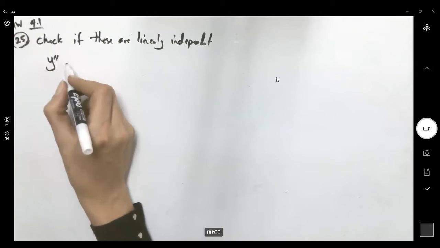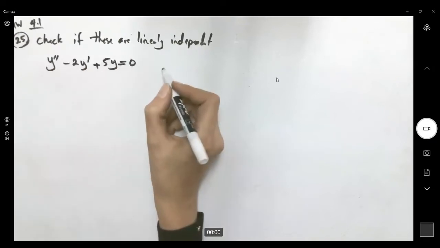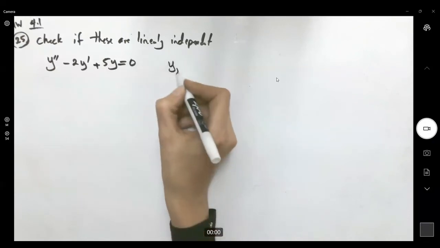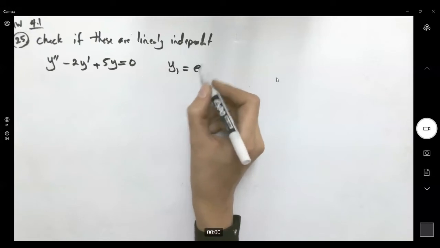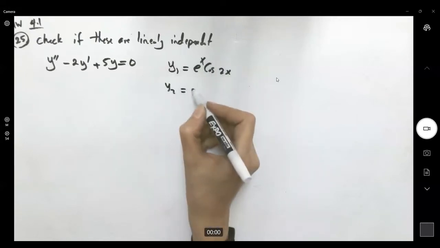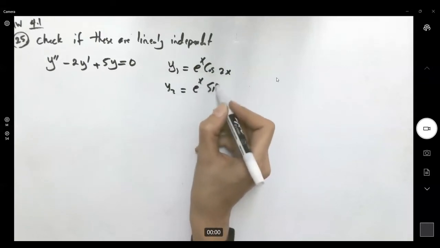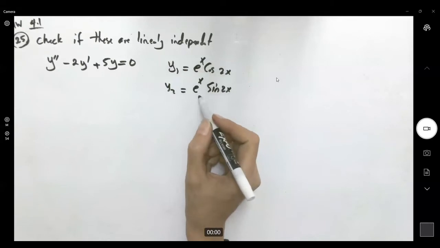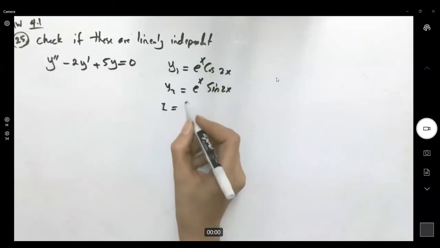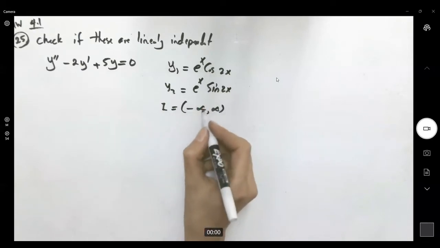The second derivative of y minus 2y prime plus 5y equals 0. And y1 is given to us as e to the x cosine of 2x, and y2 is given to us as e to the x sine 2x. You don't have to be worried about the interval because all of these functions and the constants are continuous on negative infinity to positive infinity.